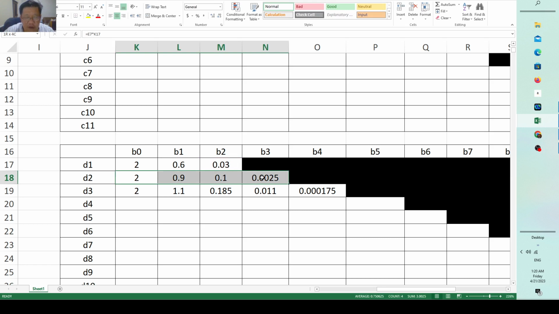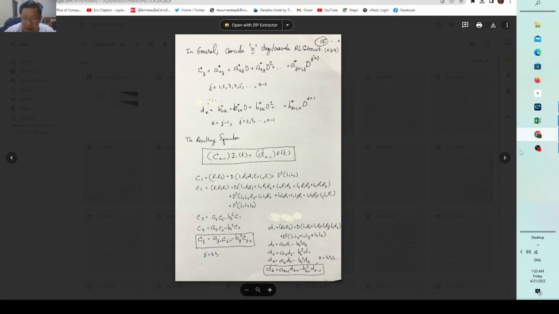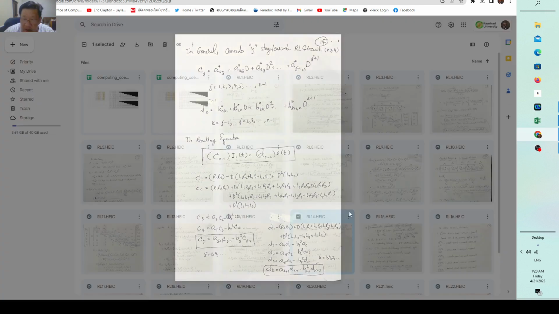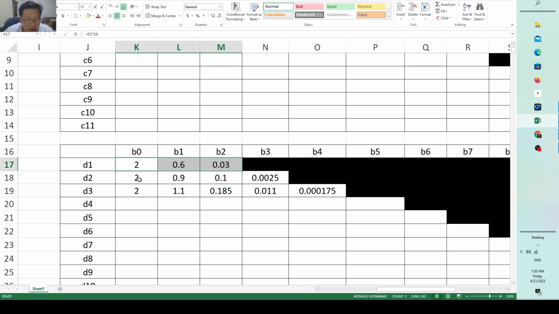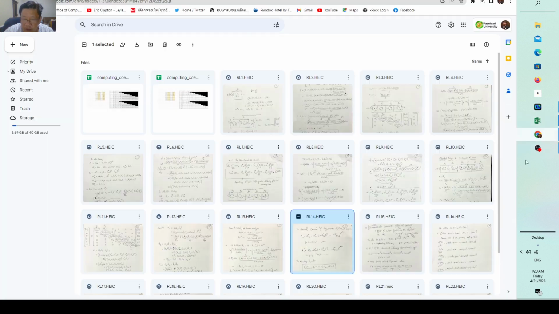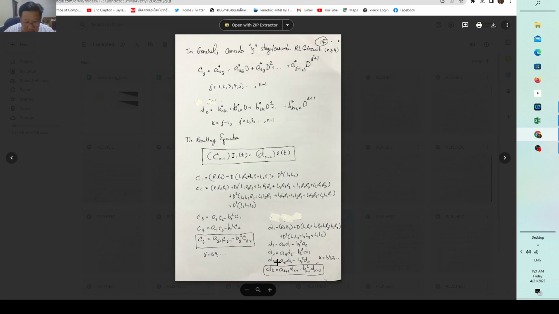This is the first row where you develop the formula. This one, d sub 1, you put it in according to this formula. Okay, d sub 1 here is according to the formula on page 14 over here. And then for d sub 2 here, you start using this formula over here. You start using d sub 2 here.